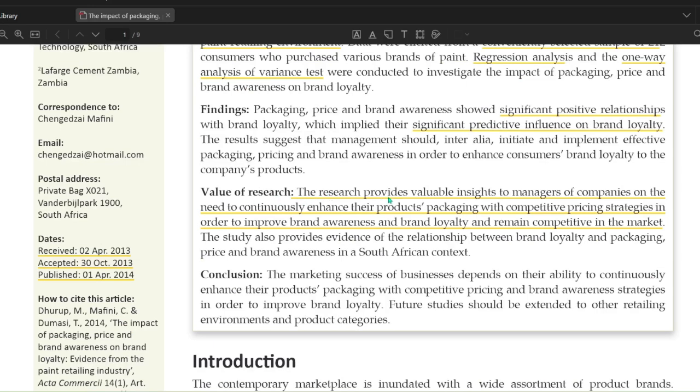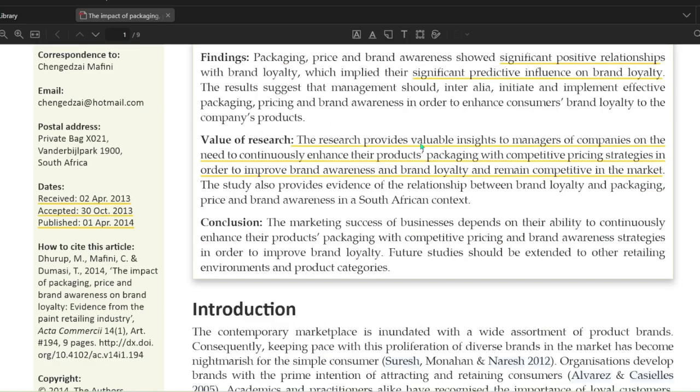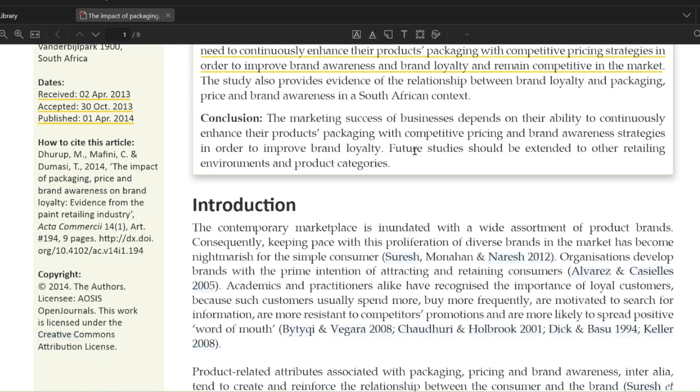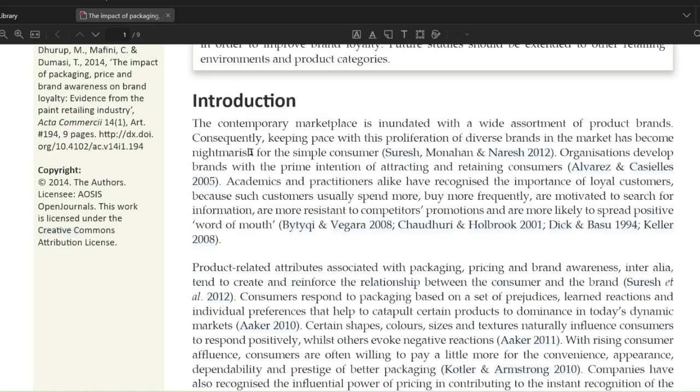The research provides valuable insights to the managers of companies on the need to continuously enhance their products, packaging, and competitive pricing strategies in order to improve brand awareness and brand loyalty and remain competitive in the market. After that, we can find that they have written the introduction part.